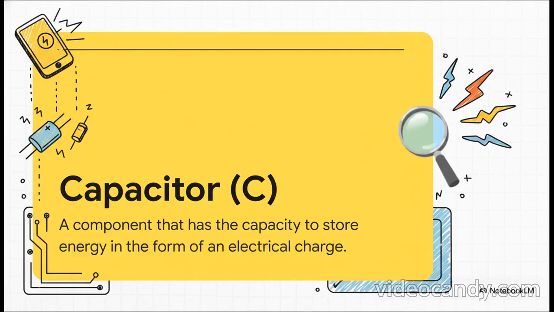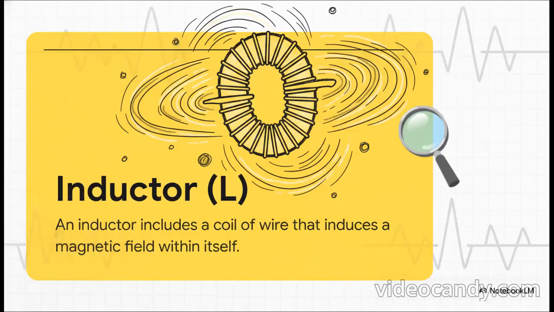And that ability to deliver a super quick burst of power is absolutely vital. It's what makes the flash on your phone's camera work, and it's also used to smooth out the power delivery inside your computer. And that brings us to our third main component, the inductor.